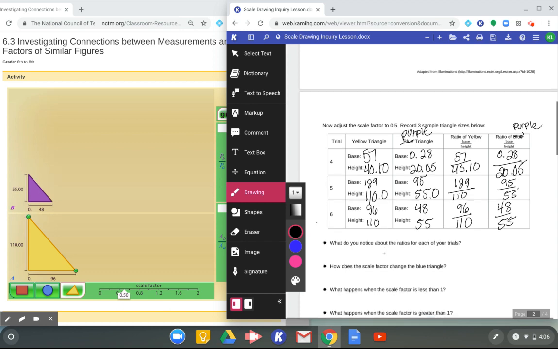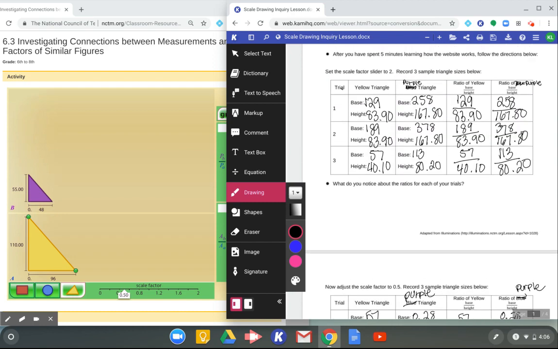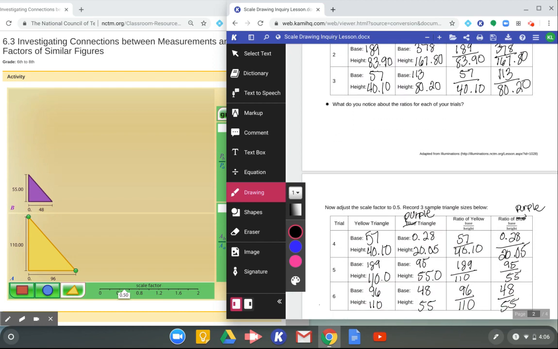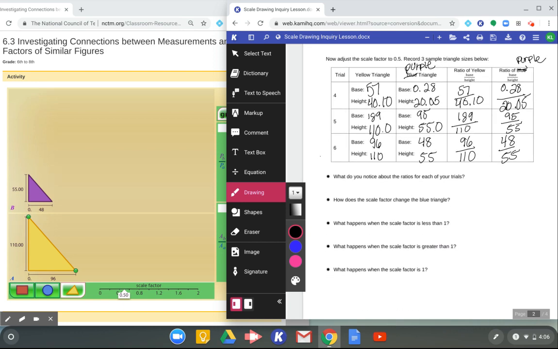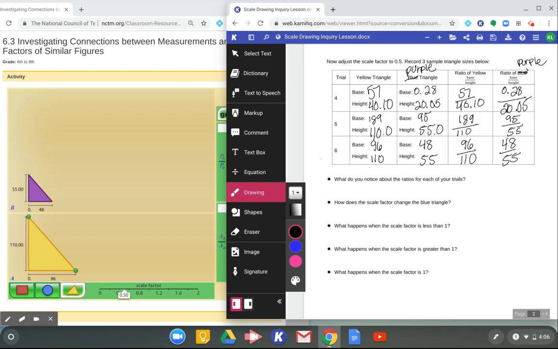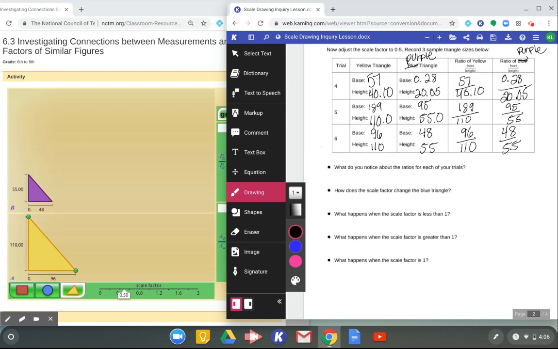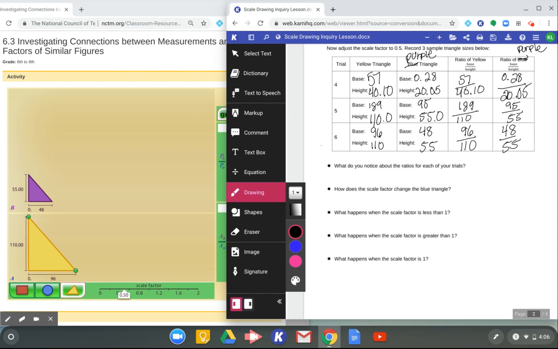So now you should have both tables filled out. You have this table filled out and this table filled out. So you can go ahead and answer these questions referring to the table about what you notice about the base and what happens to the base and the height from the yellow triangle to the purple triangle. And that's going to give you an idea of what scale factor is and what happens to shapes when we apply the scale factor.